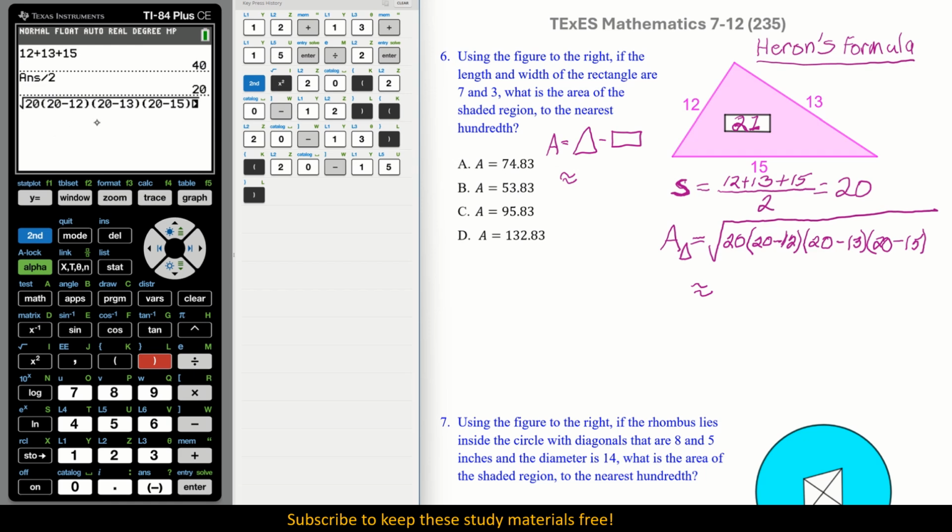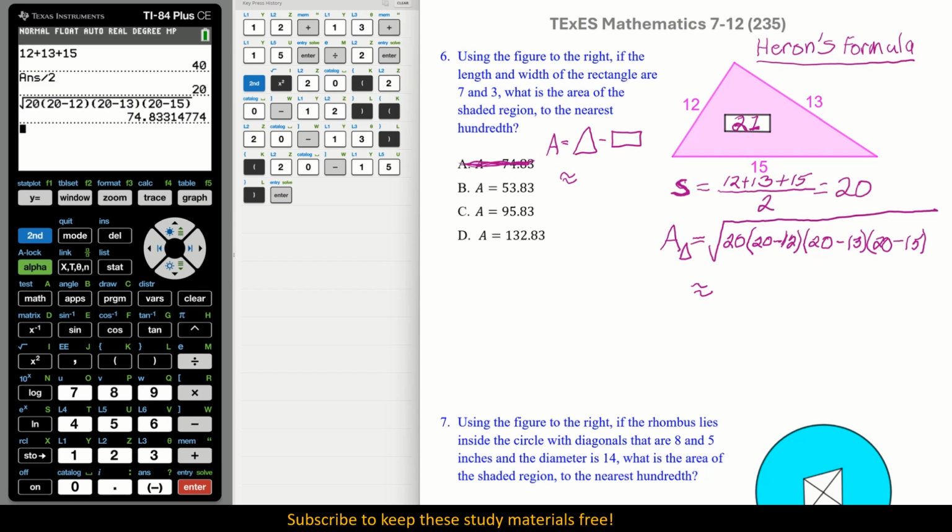Okay, now let's make sure all my values are correct. I have 12, I have minus 13, I have minus 15. Verify those are actually the values of the sides of my triangle. Okay, now we can push enter. So that's just the triangle area. As you see, A is not an option.